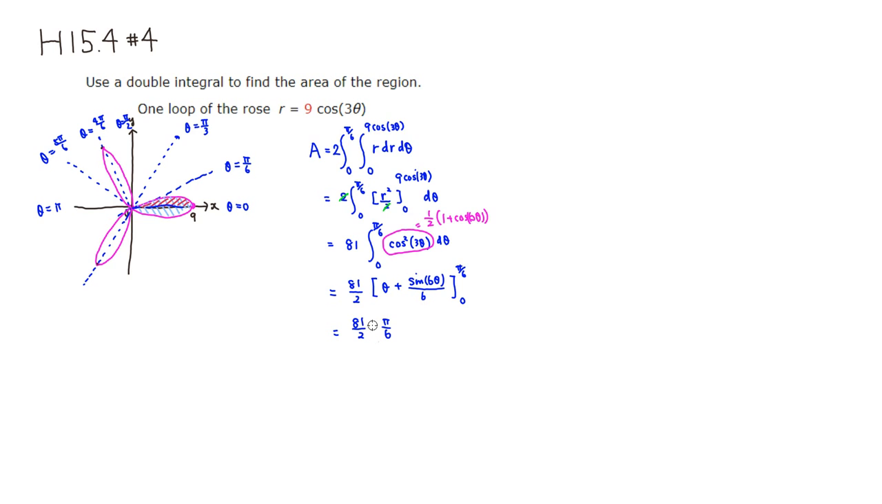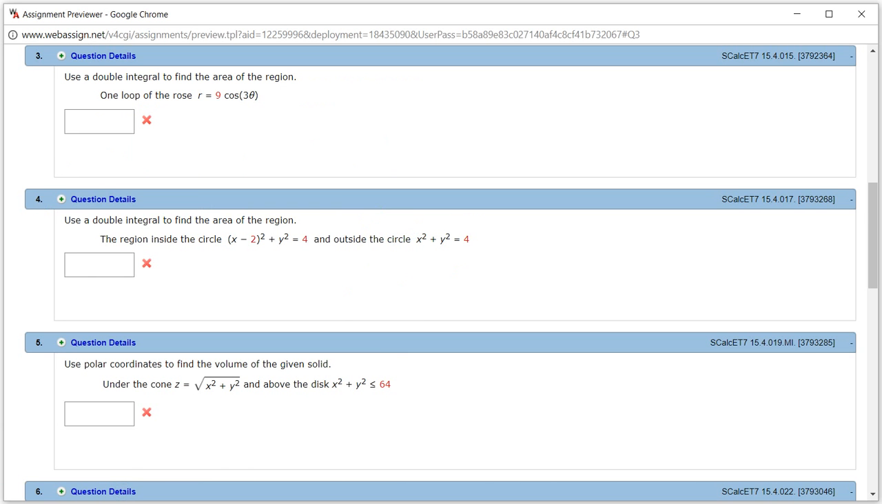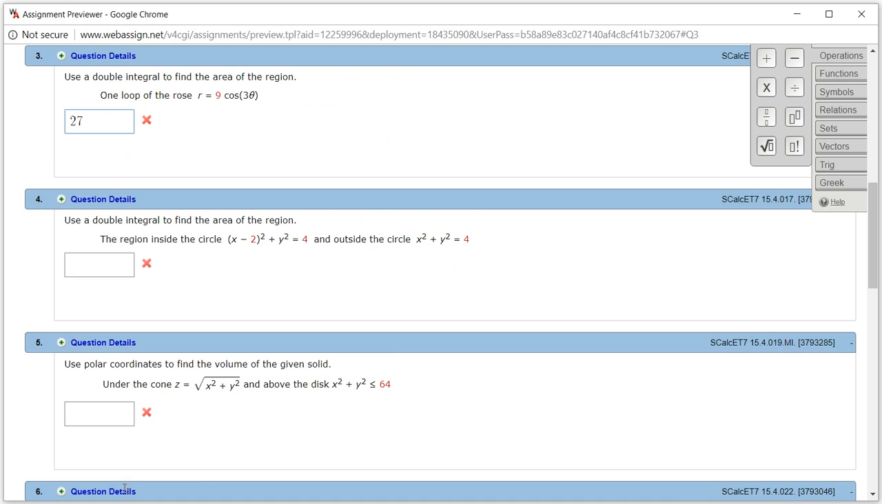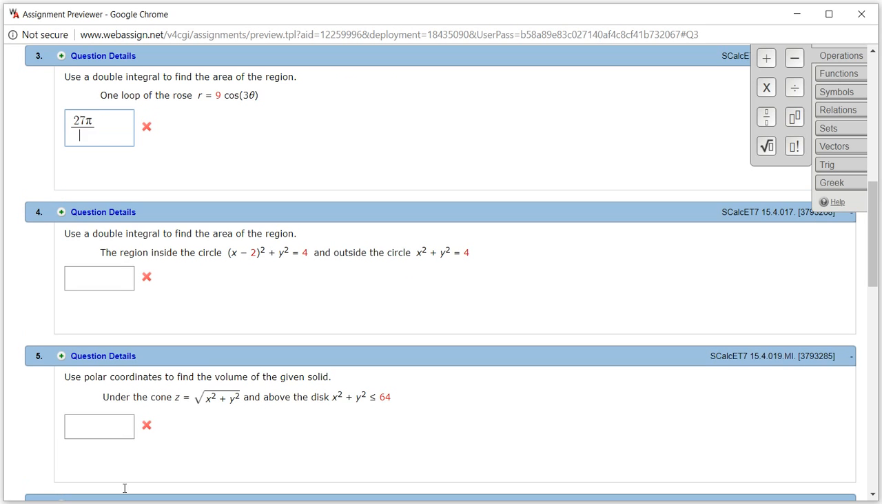So we can simplify a little bit here. All right, so 81 is a multiple of 3, so we can just divide by 3. And we have 27. And divide by 3, that's 2. So we get 27 pi over 4. All right, so let's double check. Let's type it in. All right, so we have 27 pi over 4.